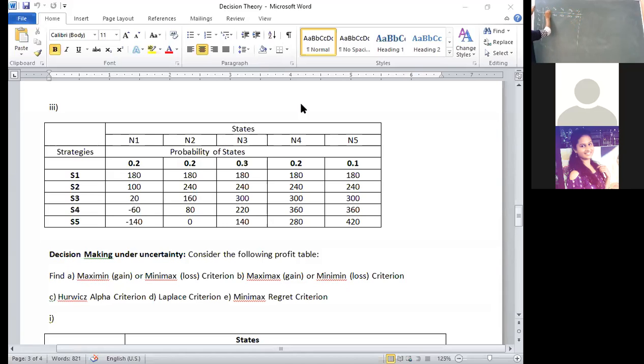Rekha, listen, probabilities are given when the given problem is under risk.